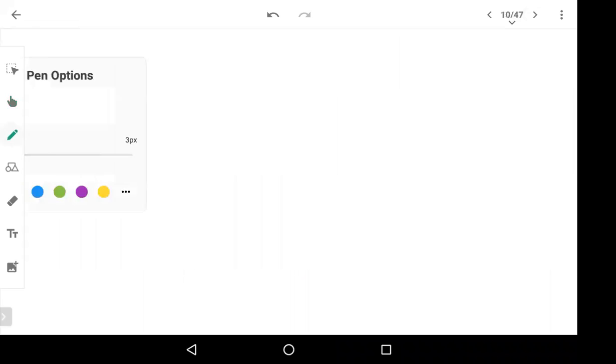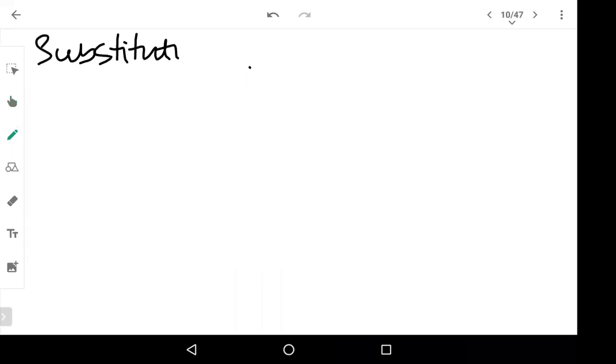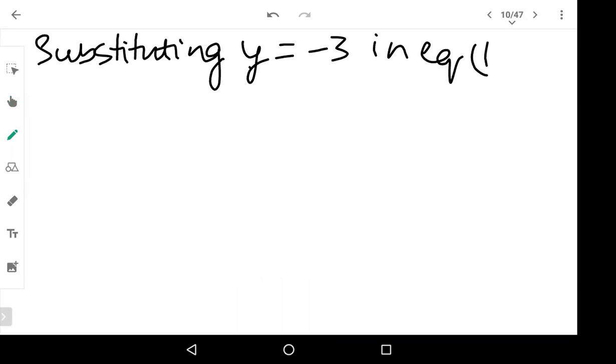So next step will be substituting y is equal to minus 3 in equation 1. You can take equation 1 or 2, no problem. Okay, Sindhu got the answer. X is equal to 5. Good. So what is equation number 1?